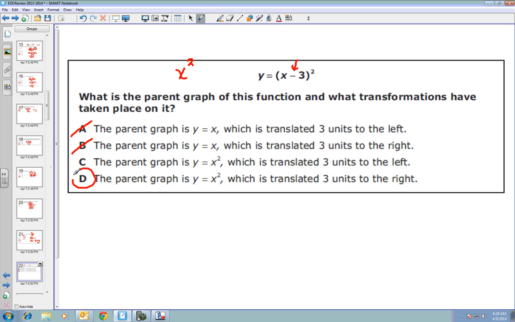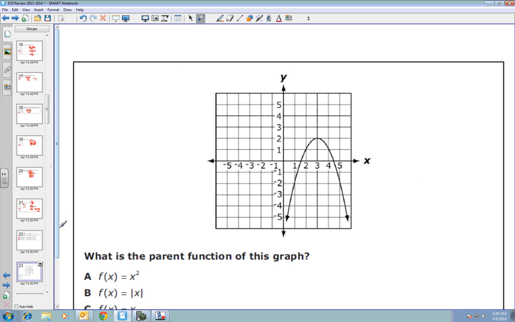But if you didn't know, you'd graph that and see where it's translated. Is it to the right or to the left? So we like that. That's easy. Okay, Mohammed, are you with me? Write that down. Did you get the answer? Focus.